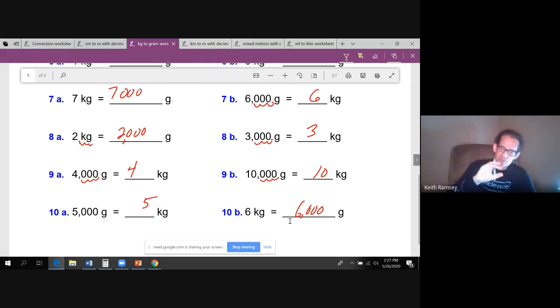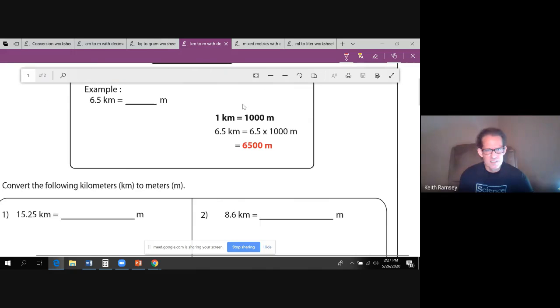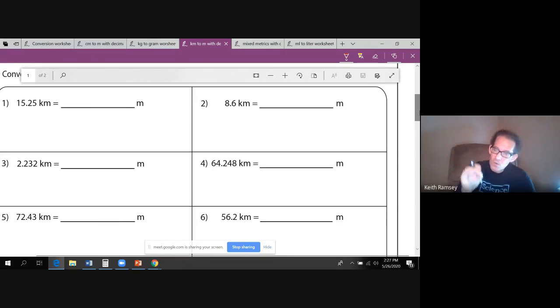So hopefully this helps you just remember that a kilogram is quite a bit larger than a gram, 3 times larger. Okay? Let's look at this example here. This is kilometers to meters. Now remember, a meter, a liter, or a gram is a unit of 1, okay? So kilo means 1,000 times a meter, a liter, or a gram.